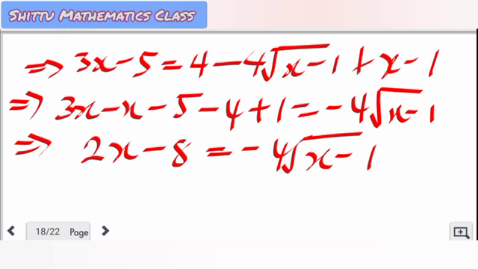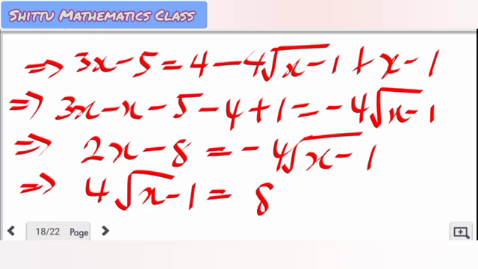From here, what we need to do is rearrange this by multiplying both sides by minus 1. We are going to have 4 square root of x minus 1 equals 8 minus 2x. And we multiply both sides by minus 1. That is what is going to give us this.